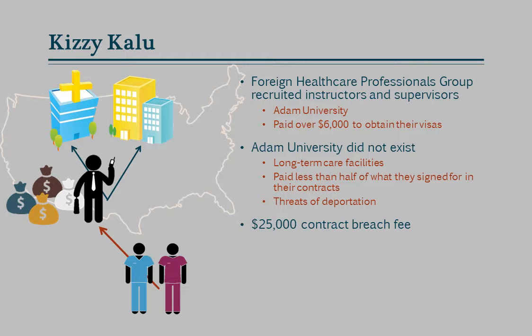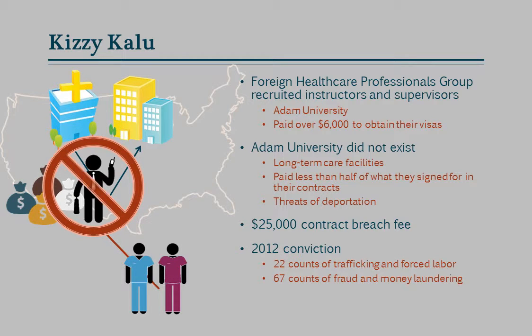In 2012, Kizzy Kalu was found guilty of 22 counts of trafficking and forced labor, in addition to another 67 counts of fraud and money laundering. In this case, each nurse's $25,000 breach fee, when combined with lying and the threats, helped the courts to decide to sentence the recruiter to many years in prison.